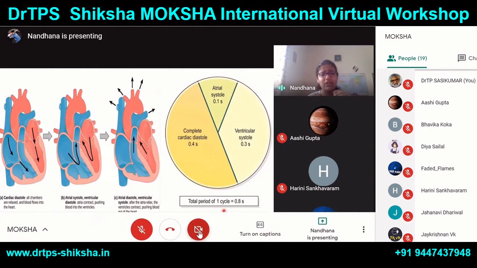The cardiac cycle has three different parts. The first part is the cardiac diastole, which means both the chambers, the atria and the ventricles, are in relaxation mode. They both are in relaxation mode.